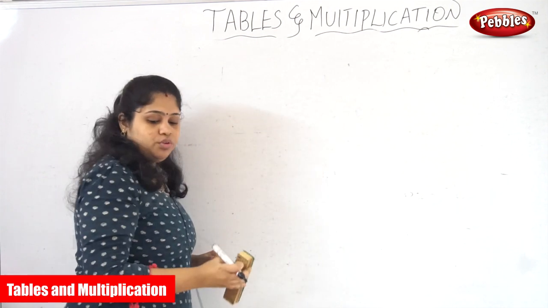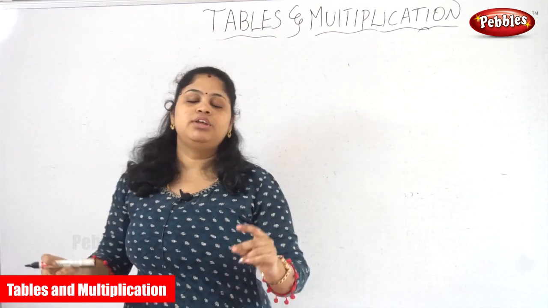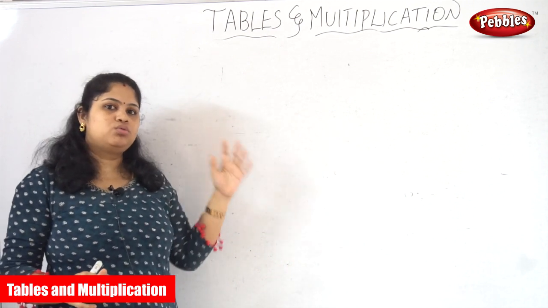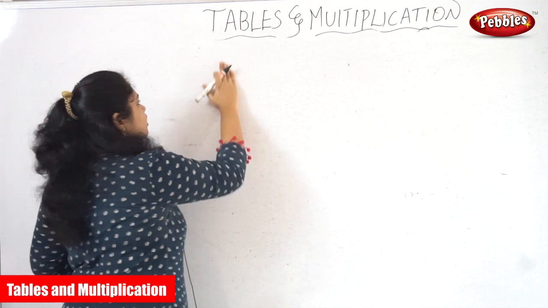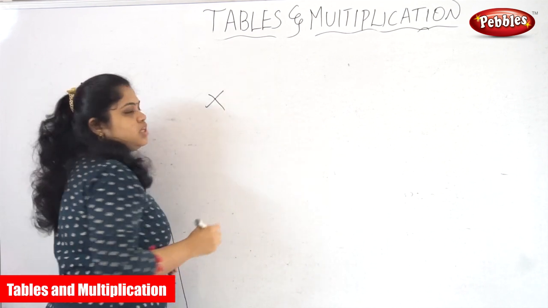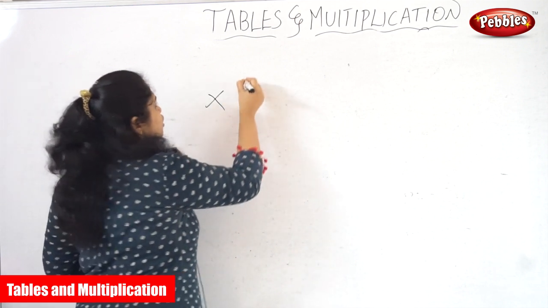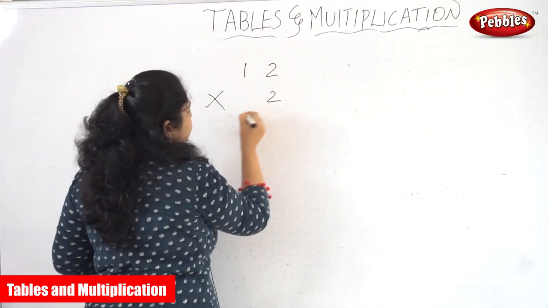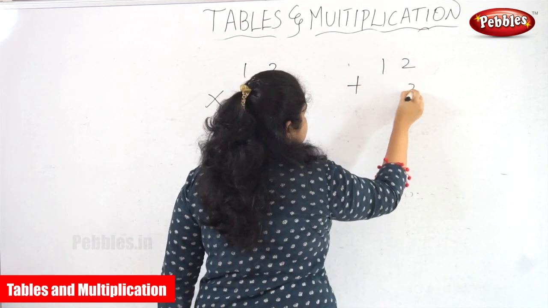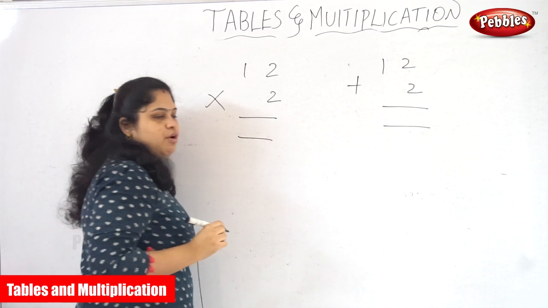In maths, you will feel it is very easy when I tell you at the very first point, but when you are doing problems on your own, you will have thousands of doubts. That is the reason I am explaining twice. The cross mark is for multiplication, and the plus is for addition.